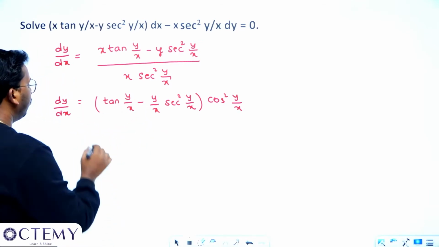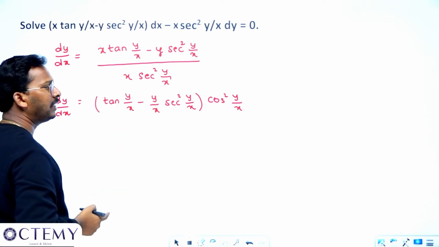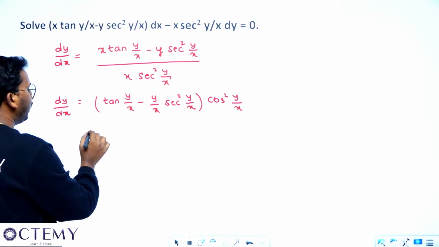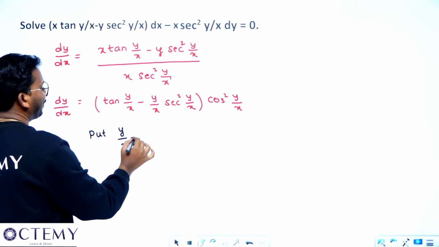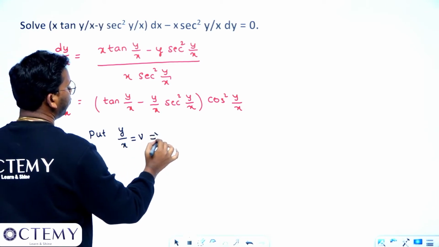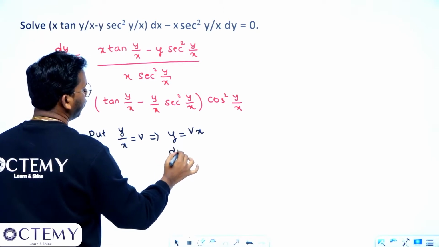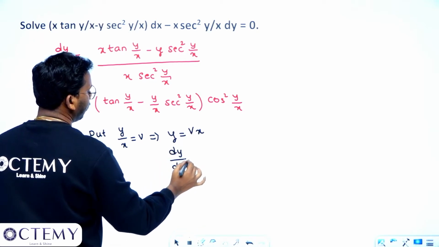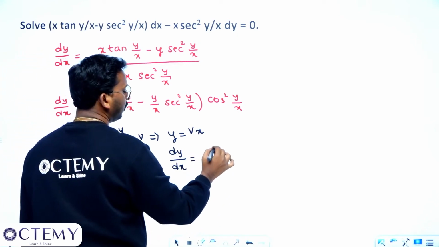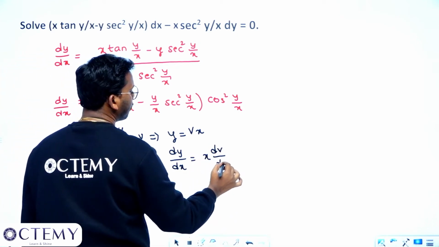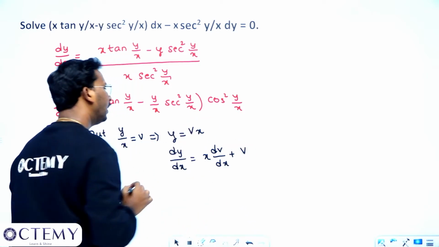Right? So, you need not understand that it's homogeneous. You can simply see that everywhere there is y by x. So if you put y by x is equal to v, which implies y is equal to vx, then what will happen to your dy by dx? Your dy by dx will become, see sir, what will this become? x into dv by dx plus v, right? Very good, sir.